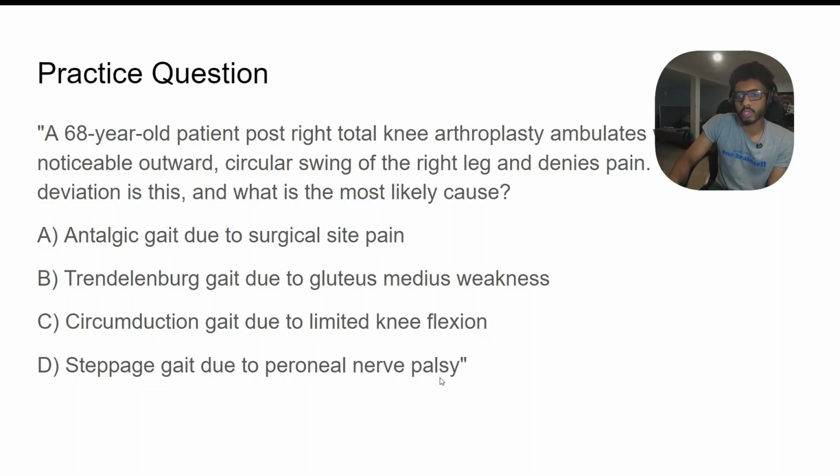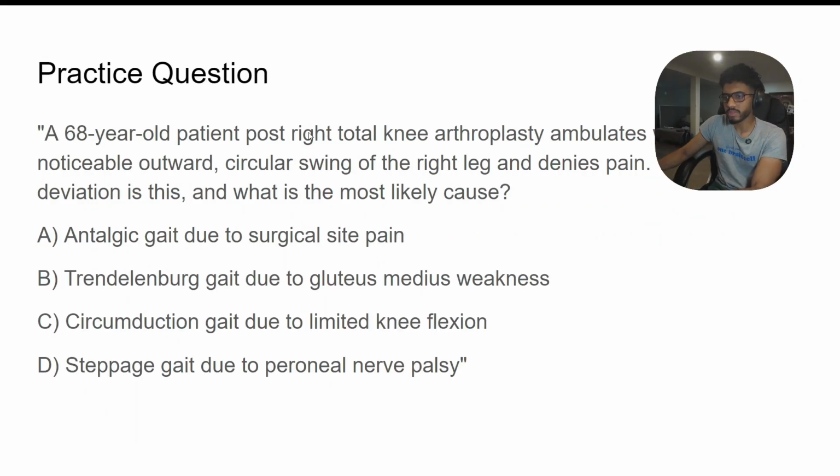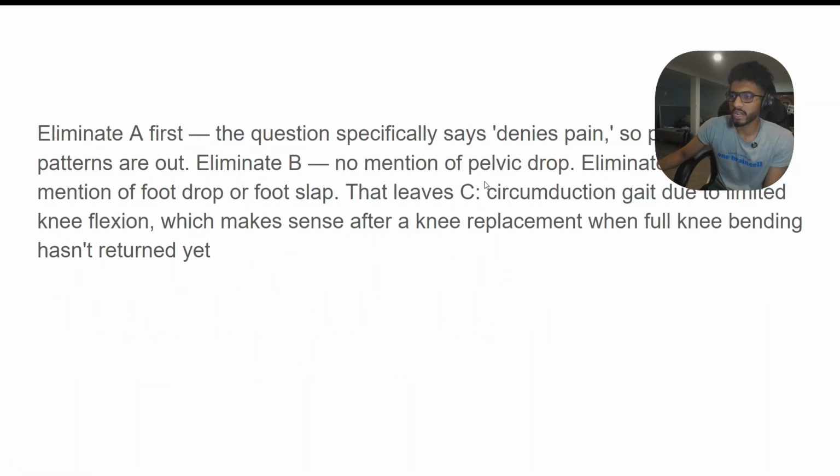So on the count of 1, 2, and 3. You are eliminating A for the question. The question specifically says denies pain, so pain avoidance patterns are out. Eliminate B, no mention of pelvic drop. Eliminate D, no mention of foot drop or foot slap. So if you go back to the question, there's only a circular swing of the right leg and denies pain. Which gait deviation is this? They don't talk about a foot drop, so you can eliminate D also. So you come down to C, circumduction gait due to limited knee flexion, which makes sense after knee replacement when knee bending hasn't returned yet. So that's how you eliminate. If you can eliminate the wrong ones, you can come to the right answer.